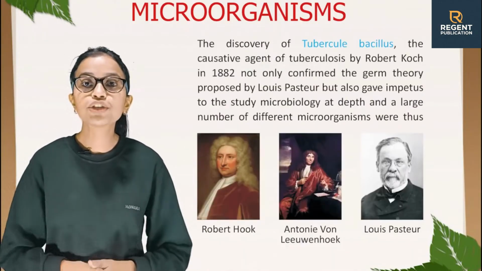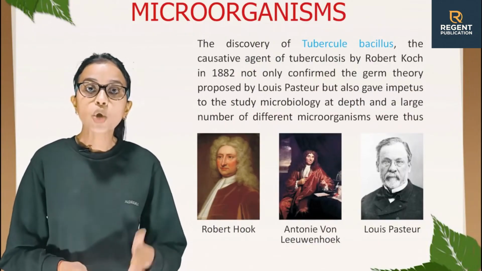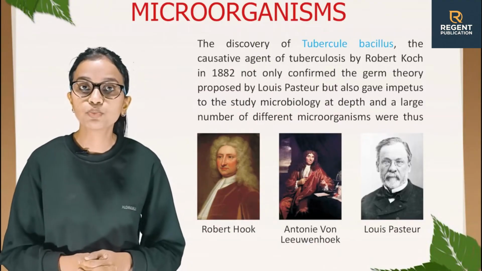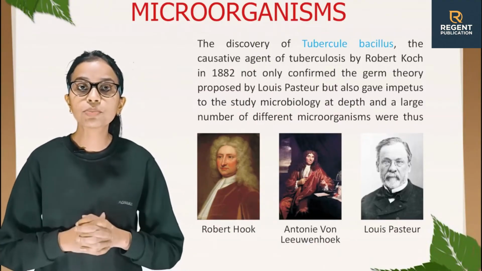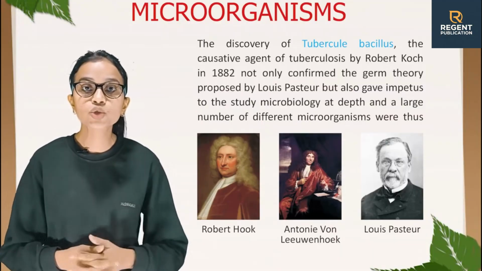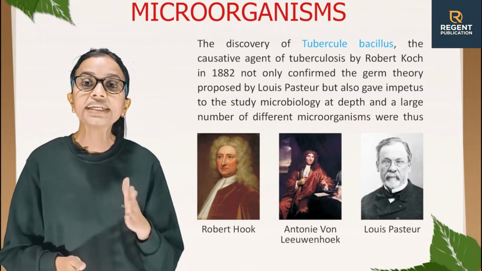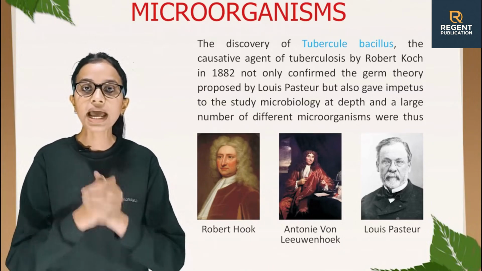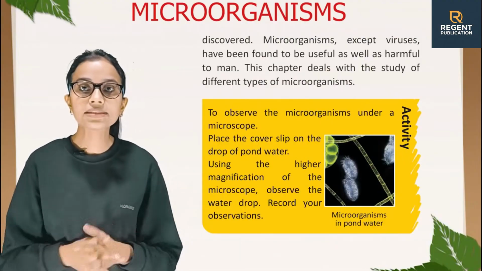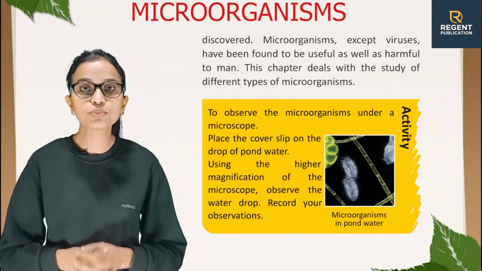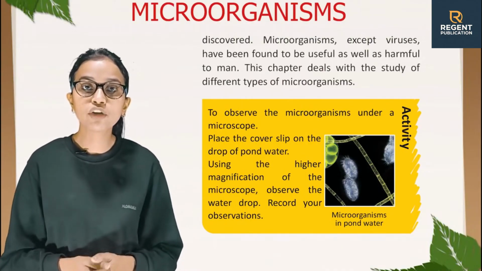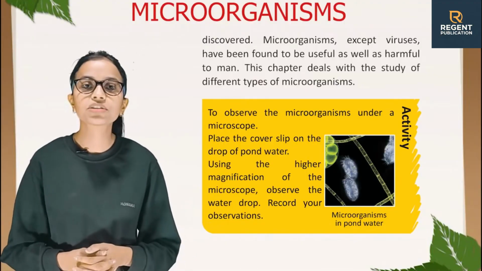The discovery of tubercle bacillus, the causative agent of tuberculosis, by Robert Koch in 1882, not only confirmed the germ theory proposed by Louis Pasteur, but also gave impetus to the study of microbiology in depth, and a large number of different microorganisms were thus discovered. Microorganisms except viruses have been found to be useful as well as harmful to man. This chapter deals with the study of different types of microorganisms.